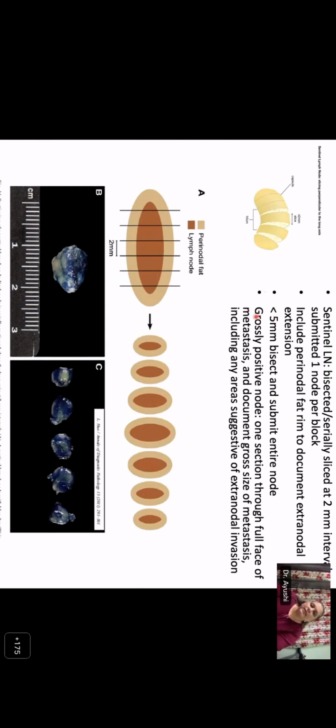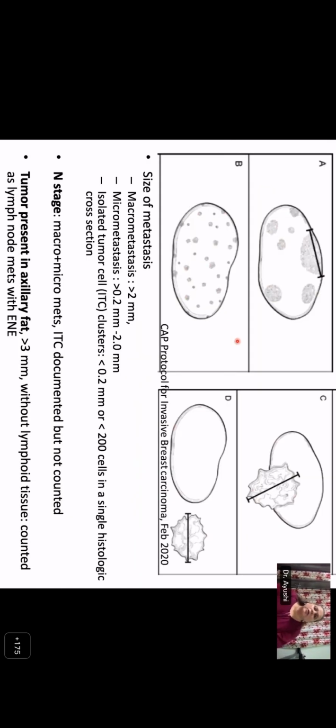If the nodes are very small, less than 5 mm, we can bisect and submit the entire node in one block. And if there are grossly positive, huge nodes, 2, 3, 4 centimeters, we need not submit the whole node. We can give one section through the full face of the metastasis, with gross documentation of the size of the metastasis, and we should try to give a section from any area suggestive of extranodal extension.